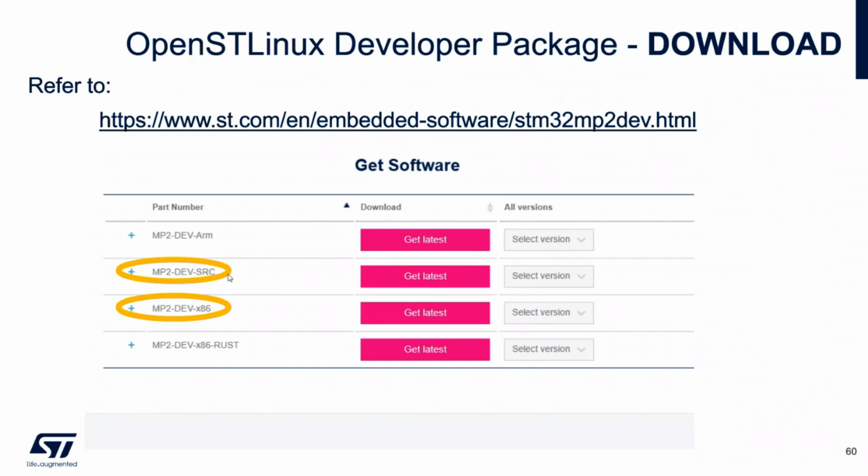In the second line, you will find the source code of the low-level components, so the kernel, the U-boot, trusted firmware, and OP-TEE. This is what we need. And the third line is the cross compiler and the toolchain for the x86 architecture, like my PC. The last line is the Rust compiler for x86 architecture. We can do this operation together.